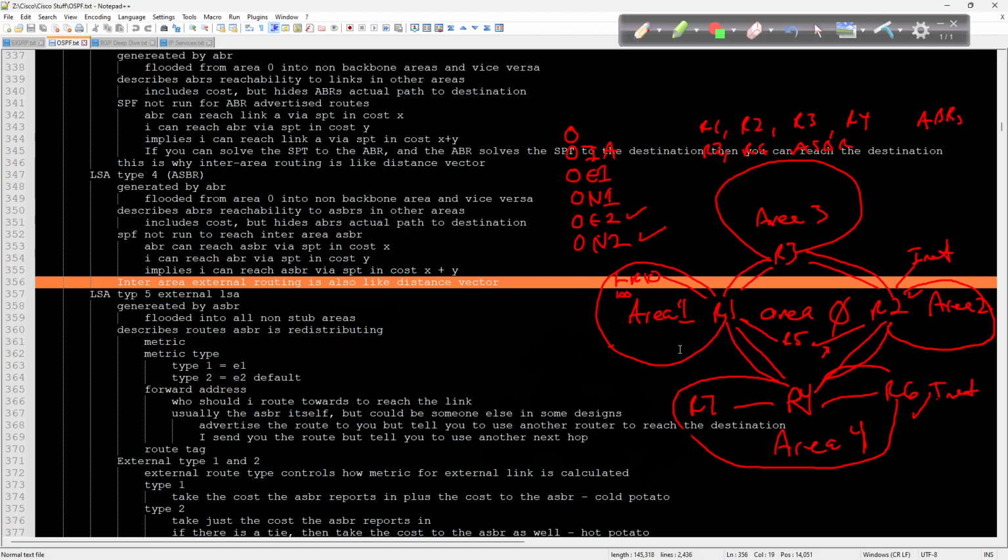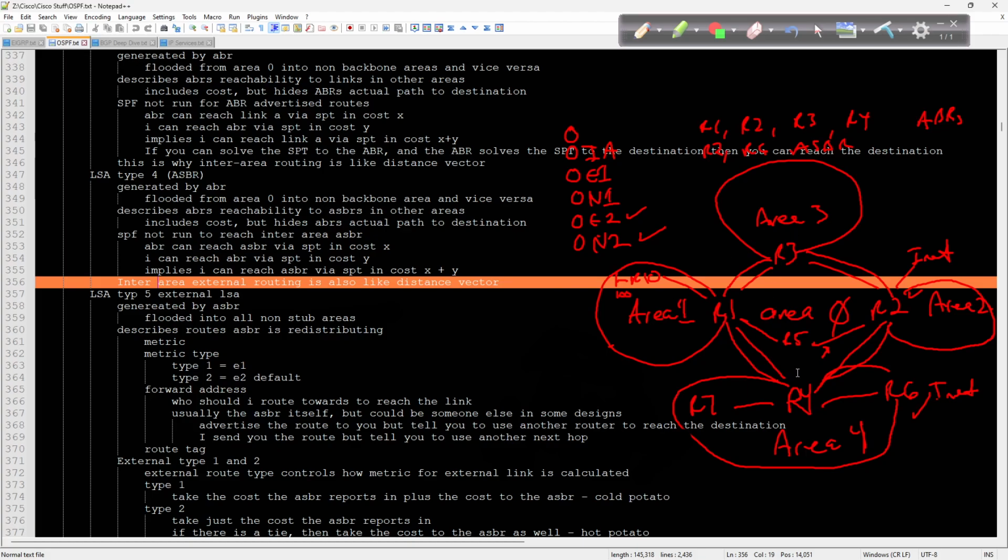So there's a question: would R1 generate a type 4 LSA? It would. It would generate a type 4 LSA for all of this, because, well, actually, no. Actually, yes. Yes, it would. Because if I'm over here, I get an ASBR, goes type 5, and then it goes, yes, it would.